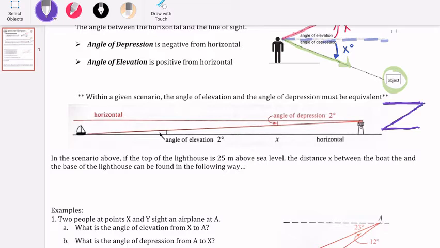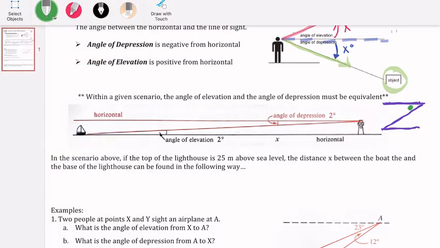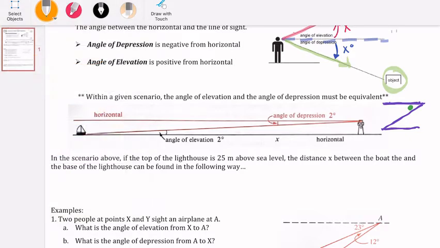So up at the top here, your angle of depression looking downward would then meet your angle of elevation looking upward. And these would have to be the same angle because they're actually alternate interior angles.